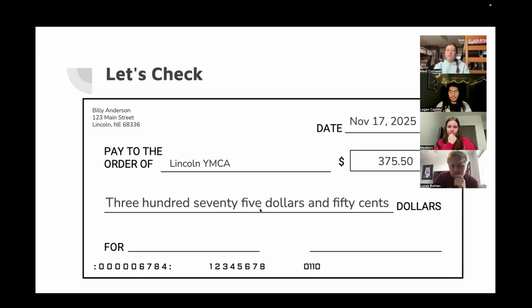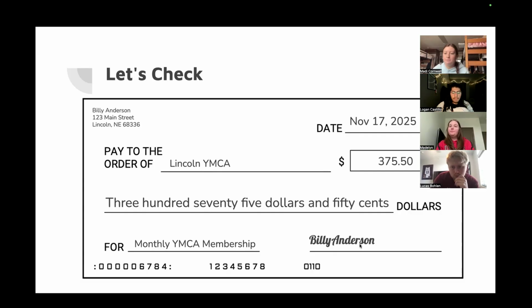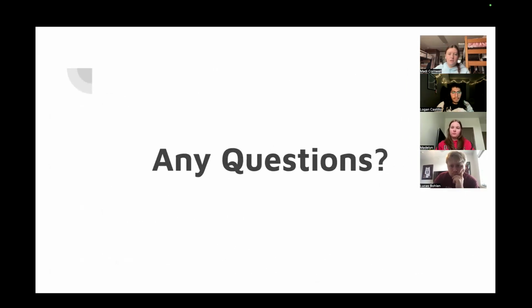The written amount is $375.50. So, like I was saying with the cents, you could either write out 50 cents or you could do a fraction of 50 over 100 without having to write it all the way out. It's for his monthly YMCA membership and then signature Billy Anderson. So, did everyone have something kind of similar to that? Does anyone have any questions about writing checks?